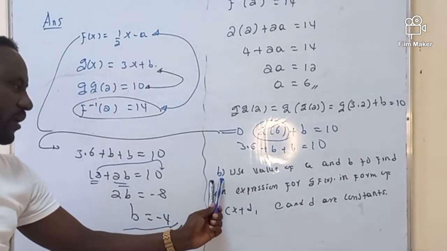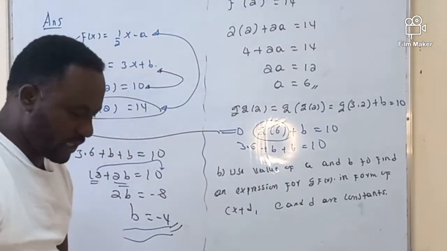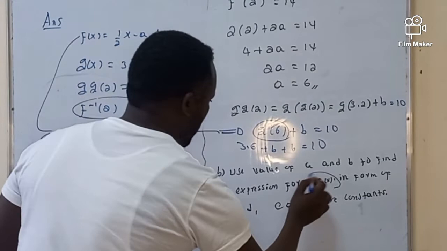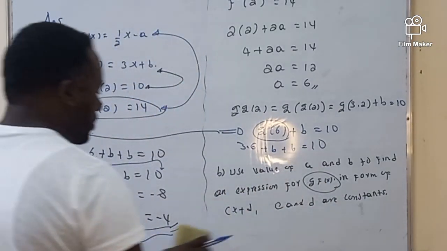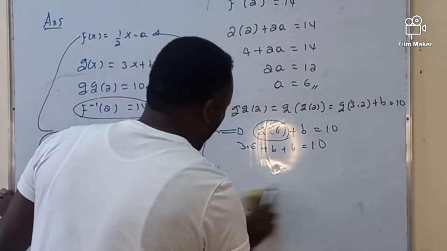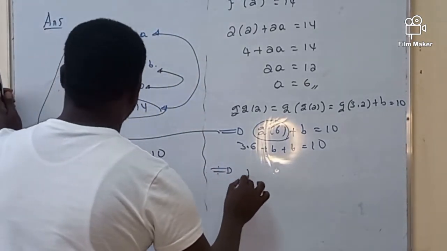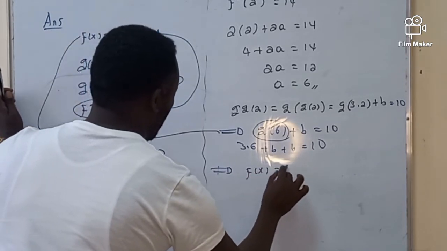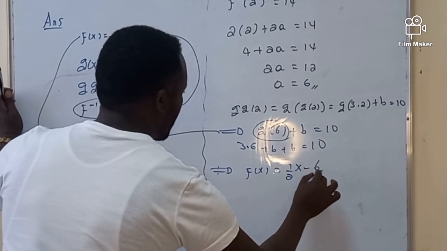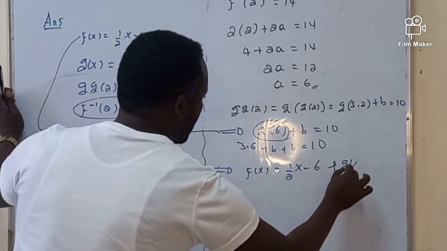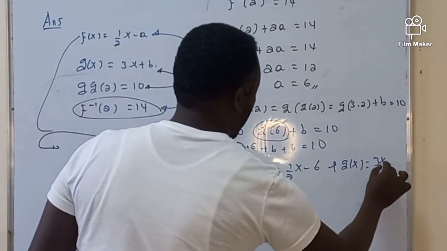Then when you come to the second problem, use the values for a and b to find the expression of this one. How could you find the expression for g of f of x? Now, in order to find g of f of x, what are we going to do? Now f of x is clearly 1 over 2x minus 6, and g of x is clearly now 3x minus 4.